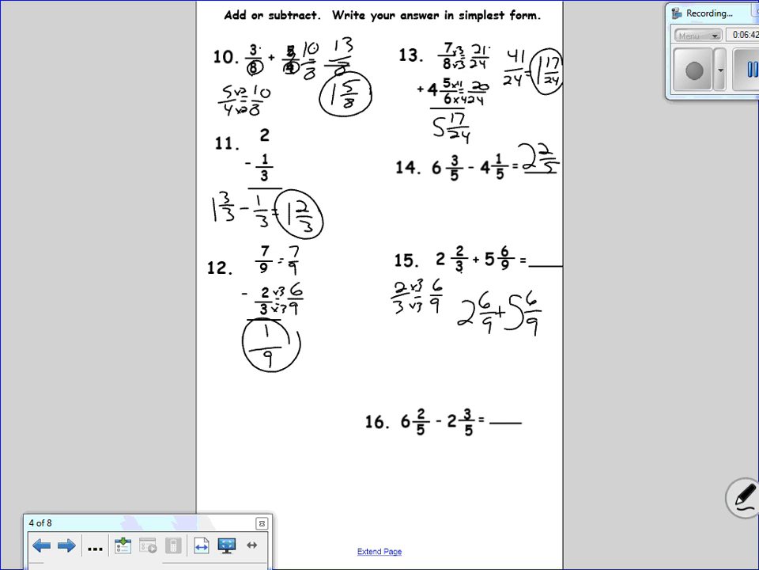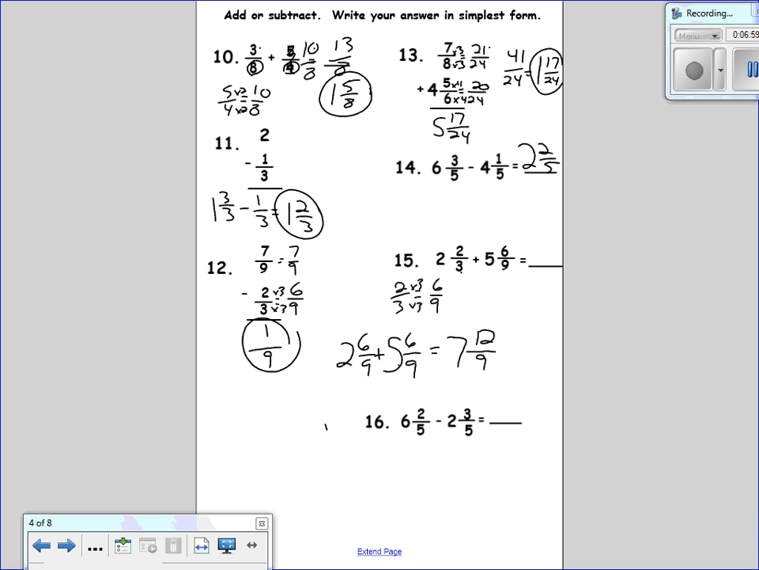It is getting messy. I apologize, kids. Okay. So watch what I do here. 2 plus 5 is 7. 6 plus 6 is 12. We have a 9.